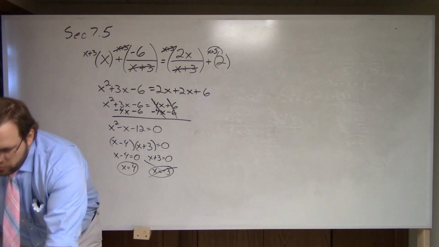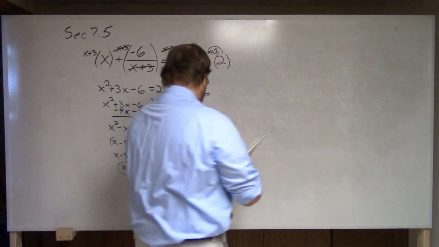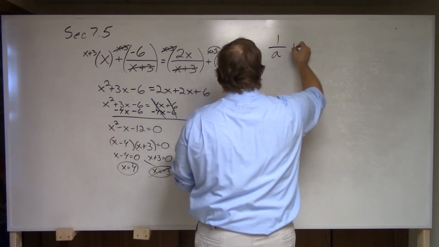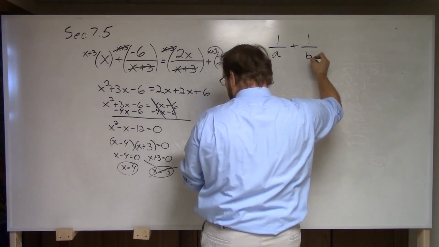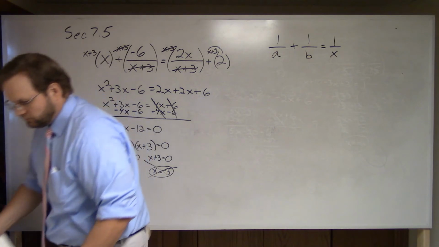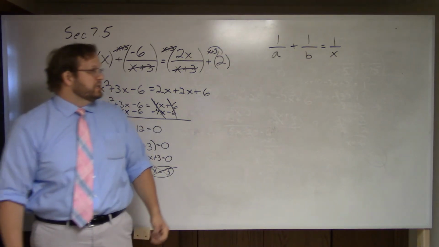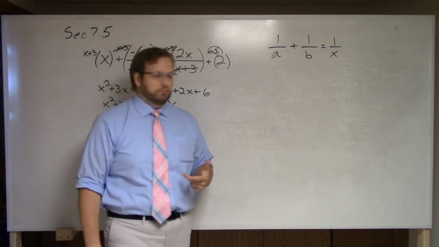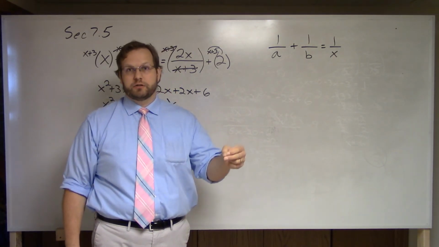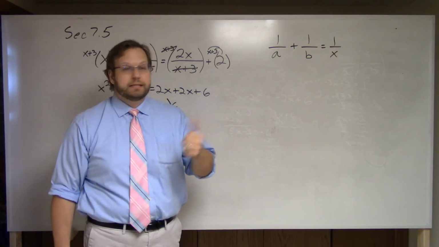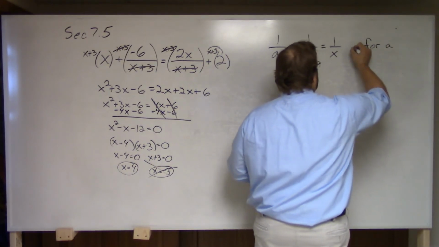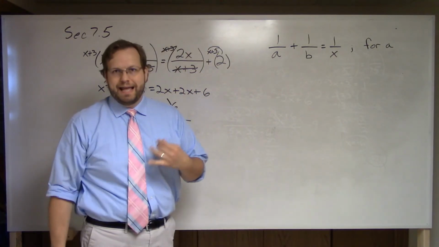Okay, let's do one more. Finish this up. Now, this is more of a formula-based type of problem. Whenever we have multiple variables, don't ever assume which variable they want you to solve for. They have to specify. In this case, I'm going to specify solve for A. I want you to get A by itself.